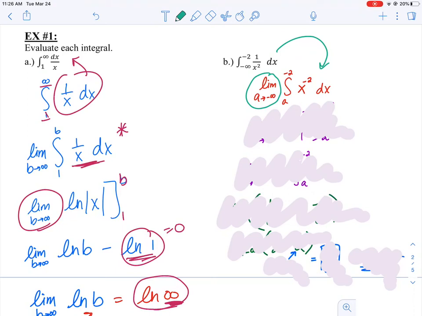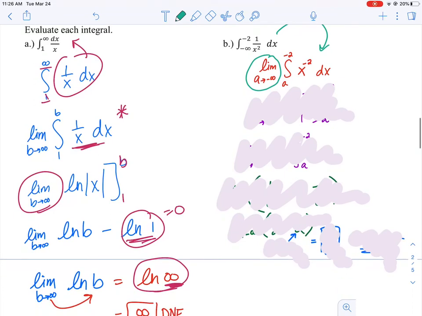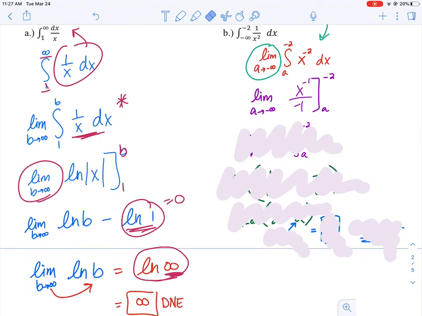Did you also notice that I brought that x to the negative 2 up to the numerator to make it a positive 2? That way I can use my power rule for integration and find the antiderivative. So let's add 1 to my exponent and divide by that new exponent. I ended up getting x to the negative 1 over negative 1, and we're still evaluating it from a to negative 2. I'm then going to bring that x to the negative 1 down to the denominator so that I can make my exponents positive. So your problem should now look like mine.